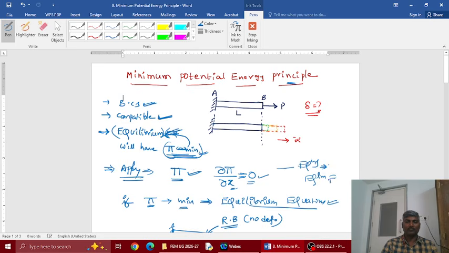Those equations that you get by applying this condition are equilibrium equations. So if you are asked what equations you generate by applying the minimum potential energy condition, they are nothing but equilibrium equations.